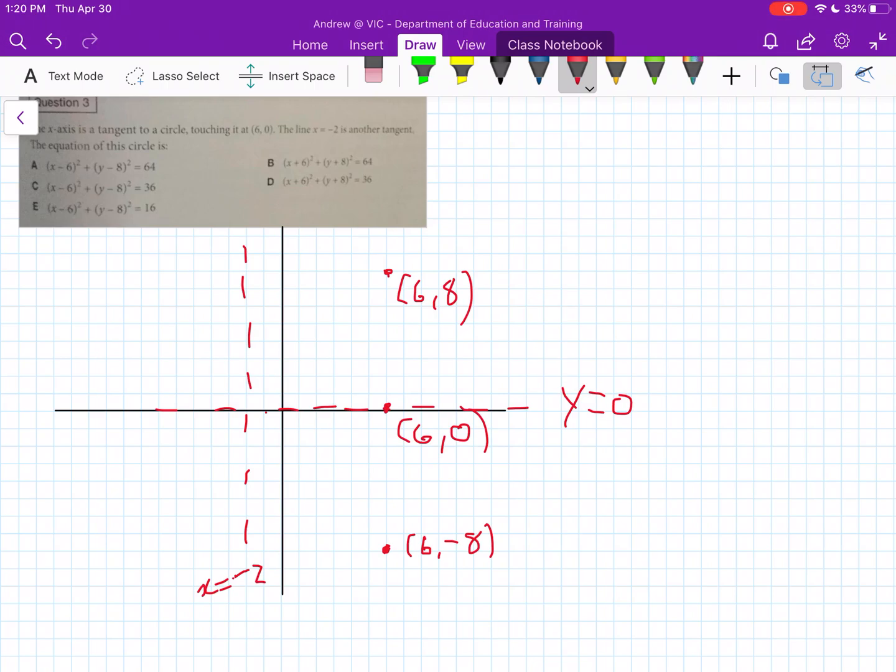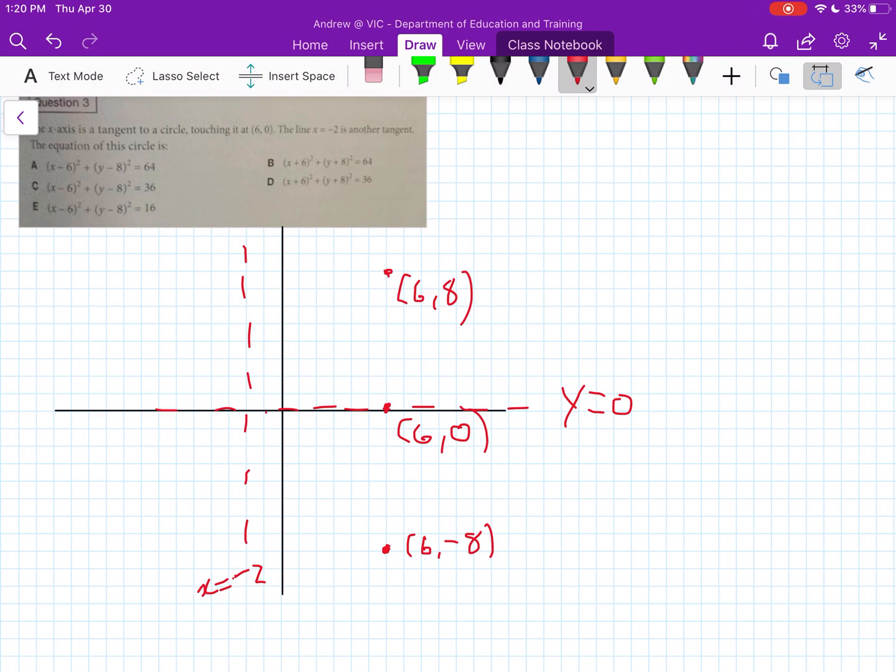Alright, so in this question here, we're just looking at where the x-axis is tangent to a circle, touching it at (6, 0), and you'll see I've put down that point on our graph already. The line x = -2 is another tangent. I've put that on our graph already. And we need to try and figure out the equation of a circle.